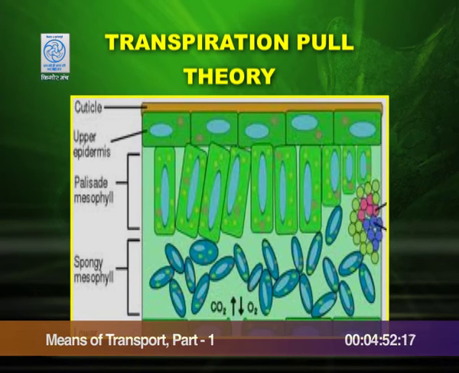Before we go into the detail of the transpiration pull theory, it is necessary to have a look into the internal structure of the leaf. You can see in the following diagram the leaf having an upper epidermis, palisade mesophyll, spongy mesophyll and the lower stomata, which help in the exchange of gases, carbon dioxide and oxygen.